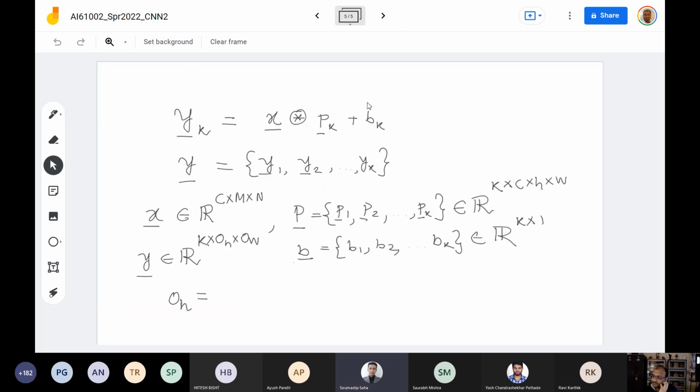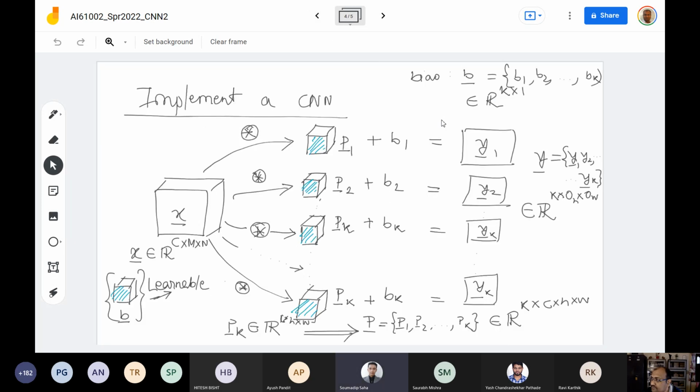Sir, but when we convolve X with P1, we are getting a two-dimensional matrix, right? Yes, this is what I'm saying. For every convolution kernel and every convolution operation, you have a two-dimensional output. Now I have K such unique convolution kernels, but then B1 will be added as a scalar to each point of that matrix. So if I have a matrix and a scalar which is added, what does it mean? My operation will add the same value to every single element of that matrix. Yes, sir. Okay.